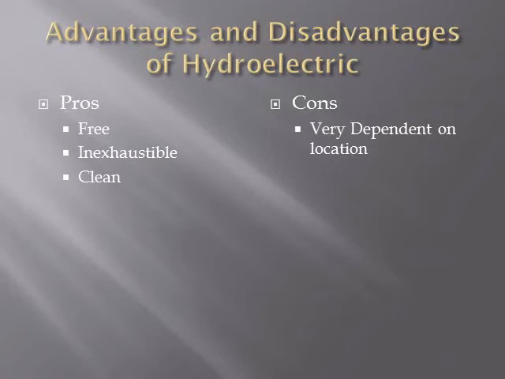Some cons are that it's very dependent on location. You can't do this everywhere. You can only do it in certain locations. For example, Washington State is a very good place to do it because we have lots of mountains for water to come down, and we also have a lot of rain. So it's an excellent location for hydroelectric. However, other locations aren't as good. It also requires drastic changes to the environment.